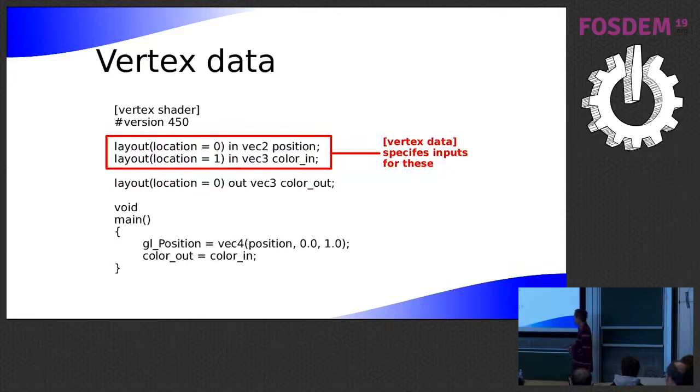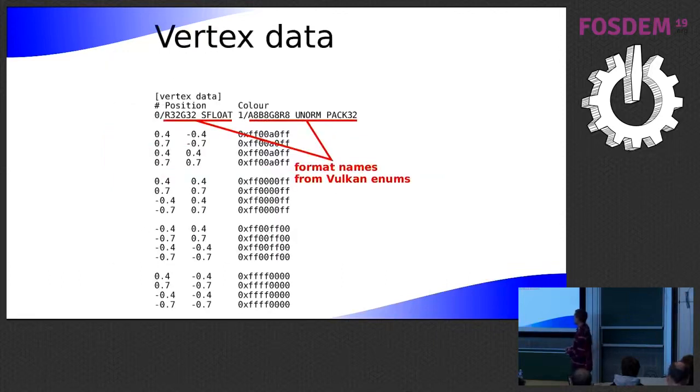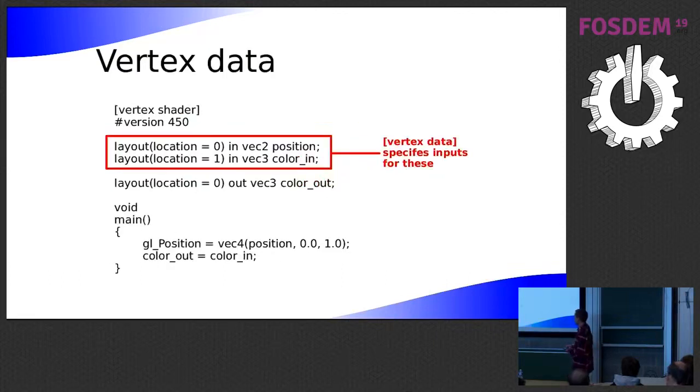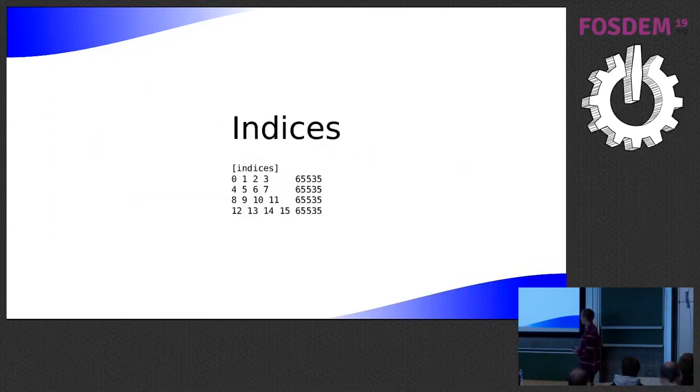So just to make it clear, those two attributes there set the input for your vertex shader. In Vulkan you have to specify an explicit location, and that specifies the input for those attributes there. So another section you can add is the indices. If you add the indices section, you can just list your indices as numbers.